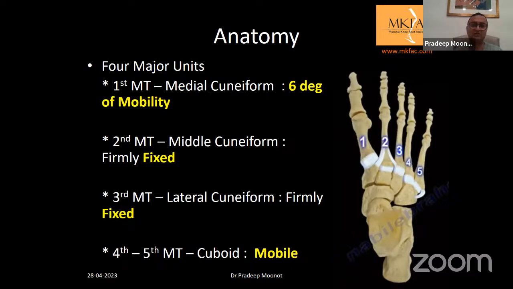The Lisfranc, I like to divide this into 4 major units. The first unit is the first TMT, and unlike what people think, there is some movement. There's 6 degrees of mobility present. The second and the third TMT joints are completely fixed with 0 mobility, and the lateral part, that's the fourth and the fifth TMT joints, are the mobile fragments or the mobile part of the whole unit.